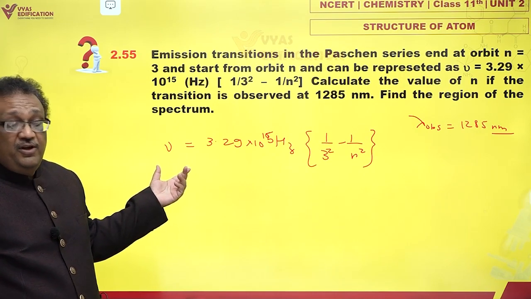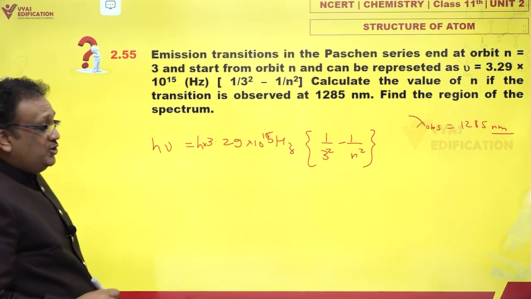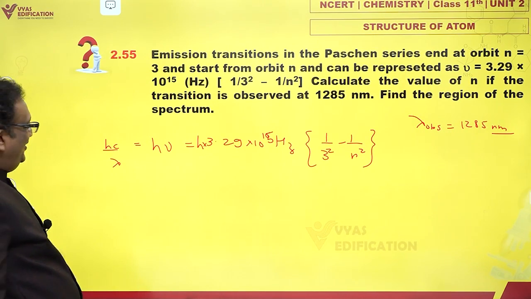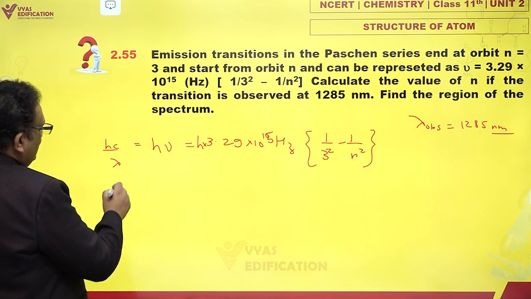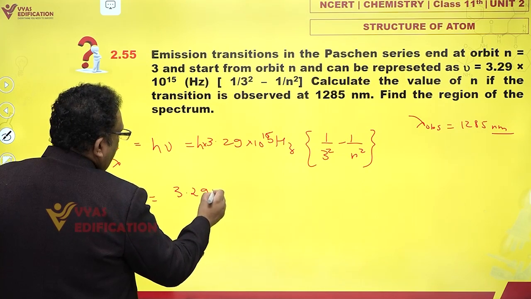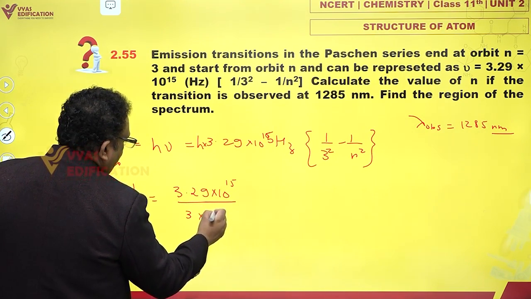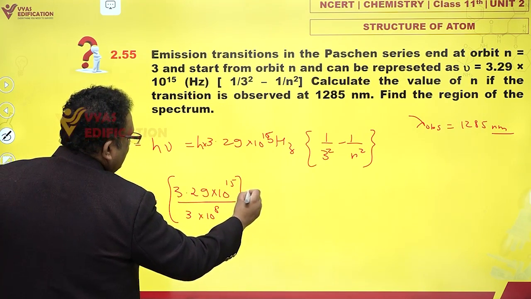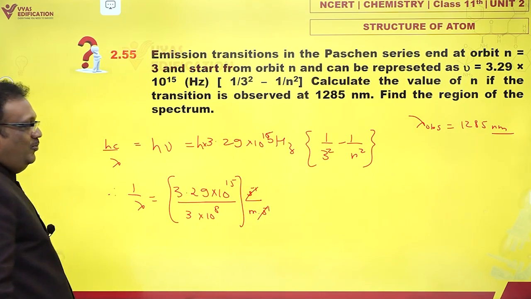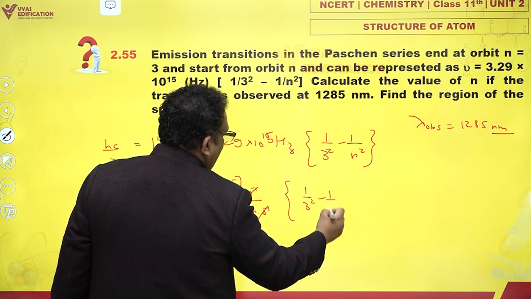Now this is frequency nu. Let us multiply by Planck's constant h. I have h nu, and h nu is hc by lambda. Therefore, I could say 1 by lambda is 3.29 into 10 raised to 15 upon 3 into 10 raised to 8, per second and meters per second, times 1 by 3 square minus 1 by n square.